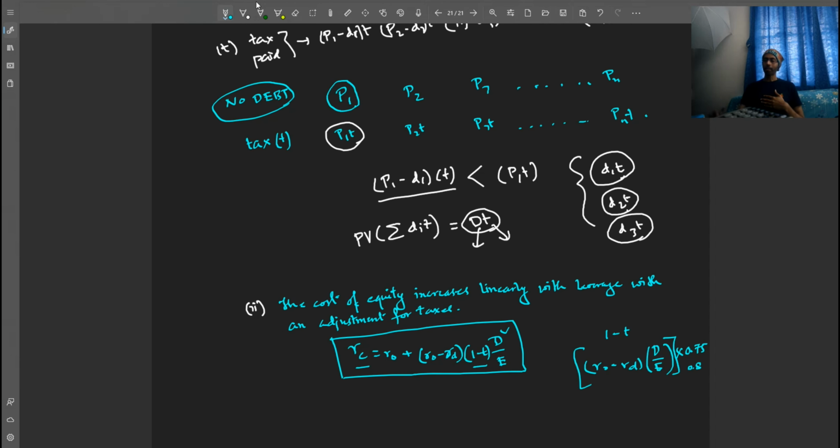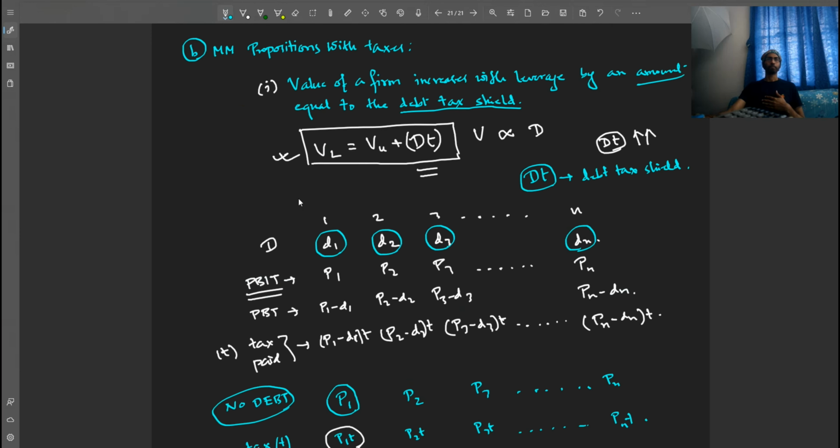So these are basically the propositions of Miller and Modigliani, and we have taken both taxability and no taxability into consideration, and we have understood what the tax shield is, how it functions, how it impacts the value of the firm, how leverage and taxes influence the cost of equity, right? We have understood all of that.